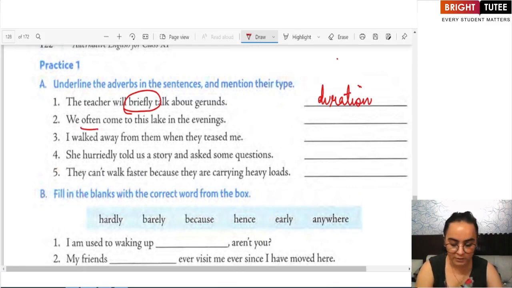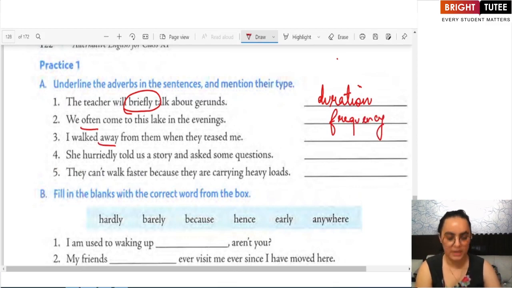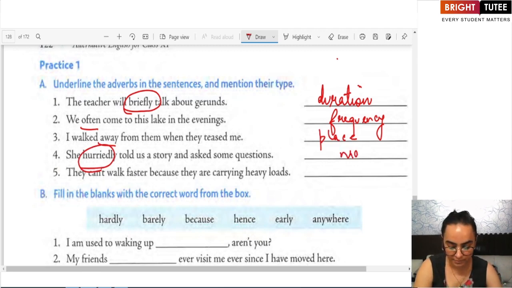We often come to this lake in the evening. This is the adverb of frequency. I walked away from them when they teased me. So the adverb of place. She hurriedly told us. This is the adverb of manner. They can't walk faster because they are carrying heavy loads. Because. So this is the adverb of reason.